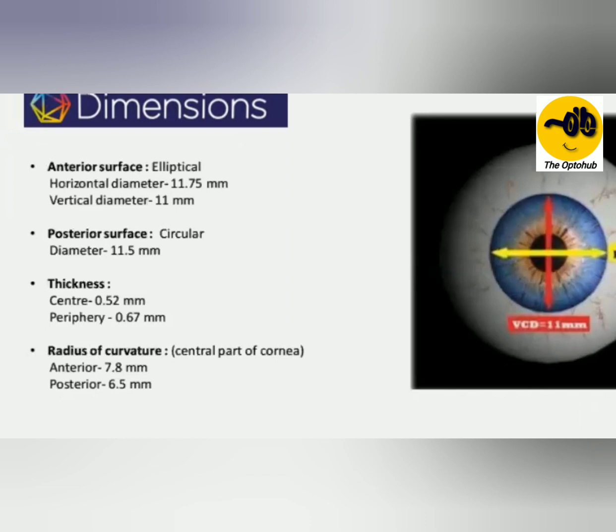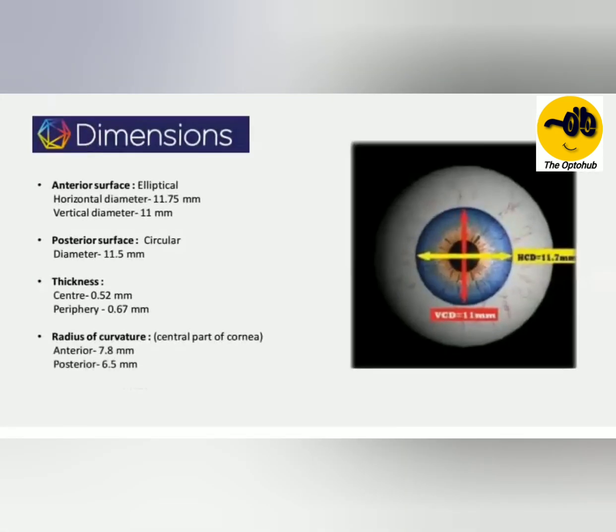The thickness of the cornea also varies from center to the periphery, which is 0.52 mm at the center, and at the periphery it is 0.67 mm. It is thicker at the periphery than the center. The radius of curvature, here the central part of the cornea is referred to, the anterior curvature of the cornea is 7.8 mm, and the posterior is about 6.5 mm.